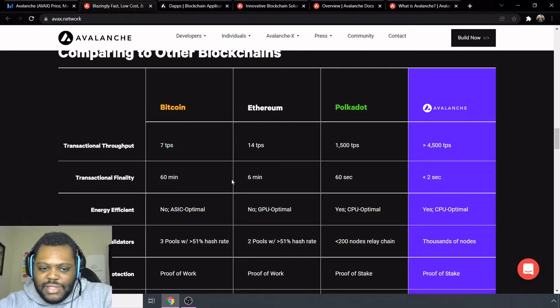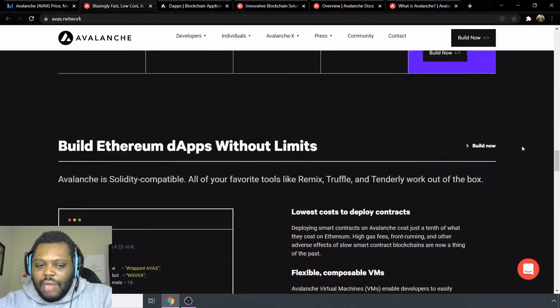And so on here we have transaction finality. You have 60 minutes for Bitcoin, Ethereum 6 minutes, Polkadot 60 seconds, and then Avalanche less than 2 seconds. And then transactional throughput. On here we have Avalanche with less than 4,500 TPS. And so spec wise, Avalanche definitely is faster than the majority of the competition.